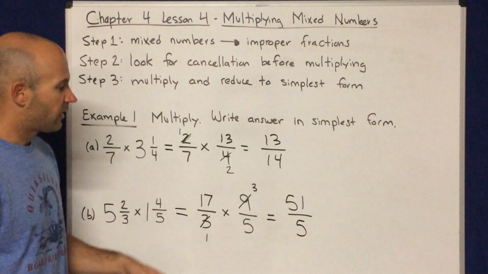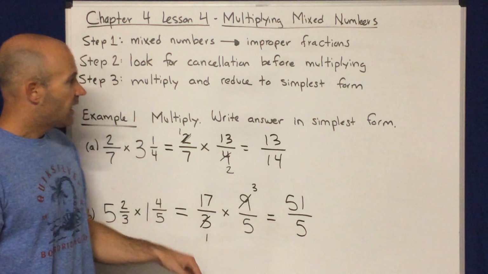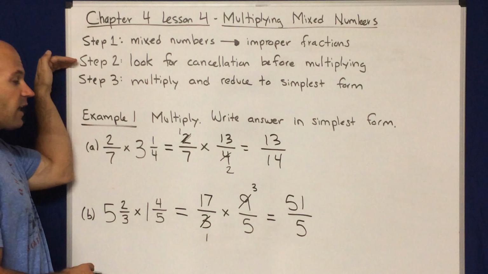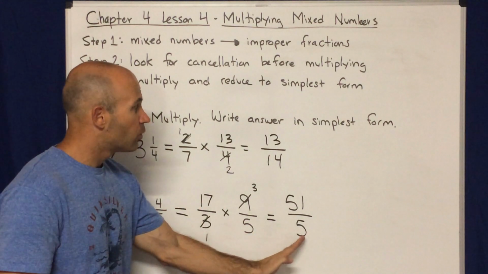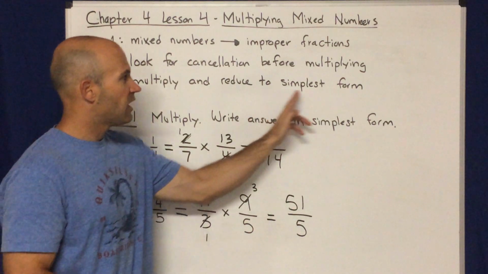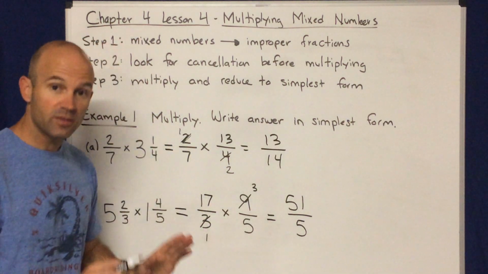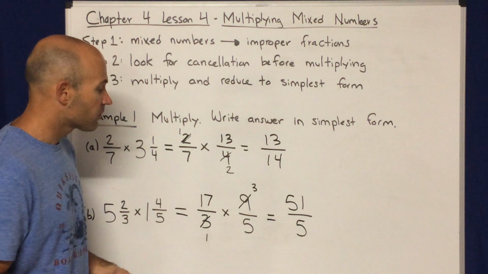And so there we have our final answer of 51 over 5. And once again, because we did our step 2 carefully, this fraction will be in simplest form, and so we do not actually need to think any more about it, but we still should check, just a quick check.